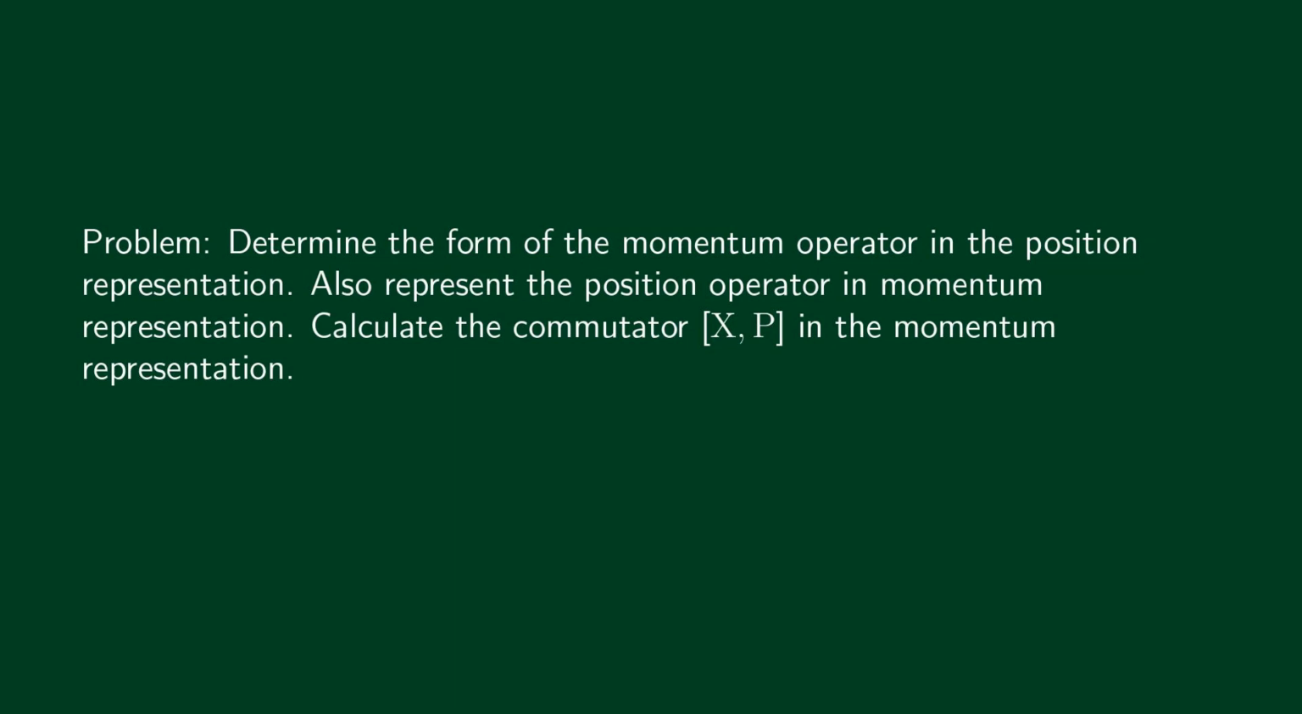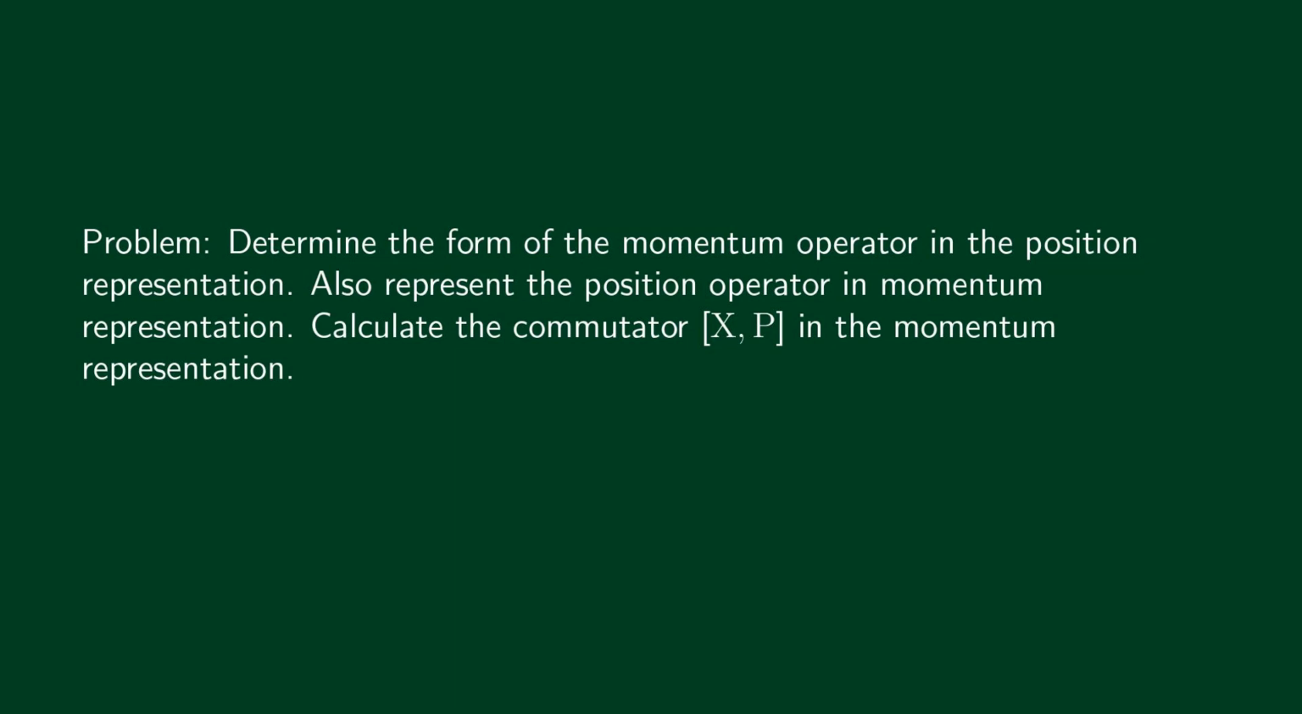I've taken this problem from an old question paper. The first part of the problem asks us to determine the form of the momentum operator in the position representation. I think we have already done this in class, so I'll just briefly discuss it. Now, the second part is to represent the position operator in momentum representation and then calculate the commutator in the momentum representation. So let's take it one at a time.